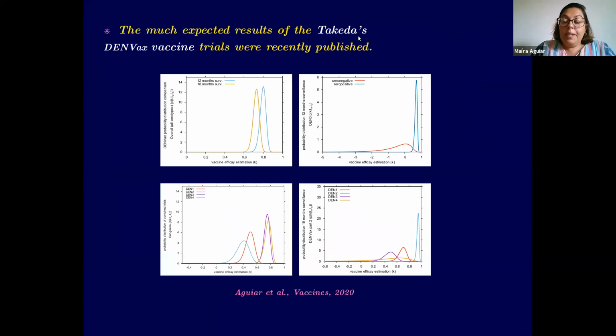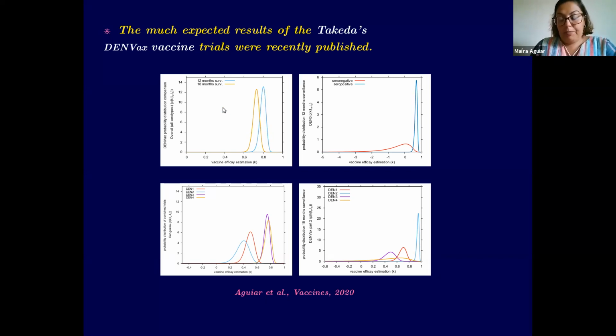So regarding the new vaccine, the Takeda one called Dengvax, the trials were just published recently. And here we can see the results for the overall vaccine efficacy after 12 months and 18 months of the trial. We see that overall vaccine efficacy was around 80%. And as time passes, it starts to decrease. This is also observed in many of the vaccines we have to date. We have to observe to see if it doesn't go even lower.